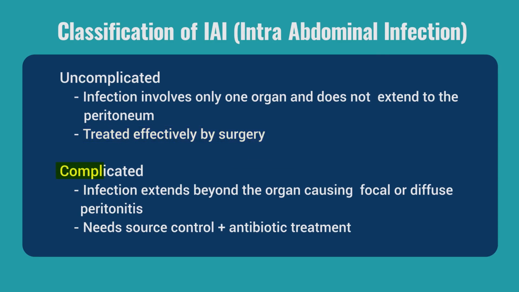The other classification is complicated intra-abdominal infections, which means that the infection spreads beyond a single organ and extends to the peritoneum, causing peritonitis, which means there is a complication. This kind of infection mostly requires surgery along with antibiotic treatment, the duration of which will usually vary between 5 and 7 days.